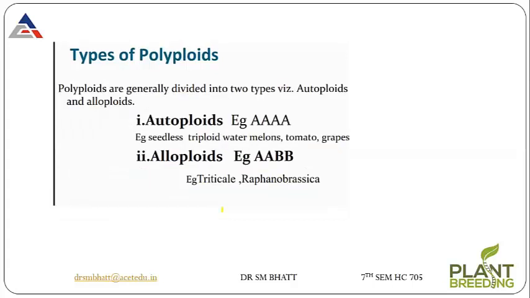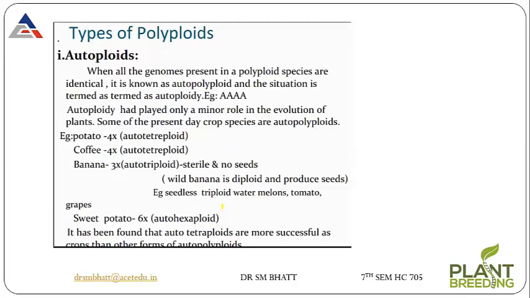Types of polyploid, autoploid, already discussed. Autoploid means the genomes present in the polyploid species are identical. It is known as autopolyploid, AAA for example. Potato 4x, coffee 4x, banana 3x, auto triploid. They are odd in number, so they are sterile and have no seeds. Sweet potato, auto hexaploid. Auto hexaploids are successful, while auto triploids are not successful.